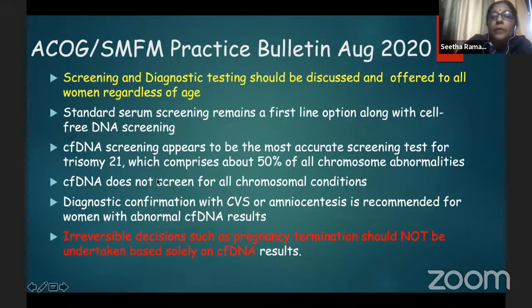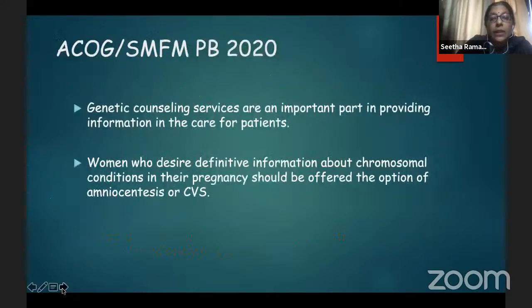Just coming to the recent guidelines by the ACOG and SMFM, Society for Maternal-Fetal Medicine: screening and diagnostic testing should be offered to all women. Cell-free DNA appears to be the most accurate screening test for trisomy 21, which comprises about 50%, but it does not screen for all chromosomal conditions. So diagnostic confirmation is recommended for women with abnormal cell-free DNA results, and irreversible decisions should not be taken based solely on the cell-free DNA results.